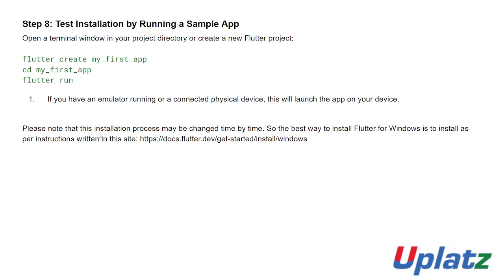Please note that this installation process may change from time to time. So, the best way to install Flutter for Windows is to install as per the instructions written on the site https://docs.flutter.dev/get-started/install/windows. That's all for now.